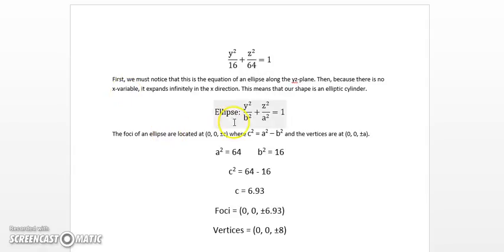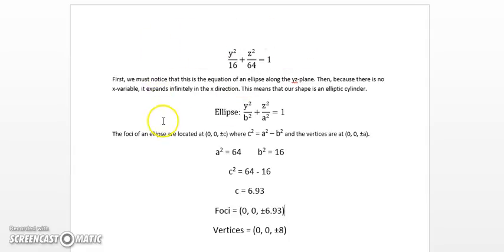So we see that this is an ellipse. Then the next thing we need to notice is that there's no x variable. We have y and z, but there's no x. This means that it stretches infinitely in both the positive and negative x direction, and when that happens, we get a cylinder. If we combine those two things, the ellipse in the two-dimensional plane and the cylindrical portion of the 3D space, we get an elliptic cylinder, and that is how we answer the first portion of the question. To describe this function, it is an elliptic cylinder.